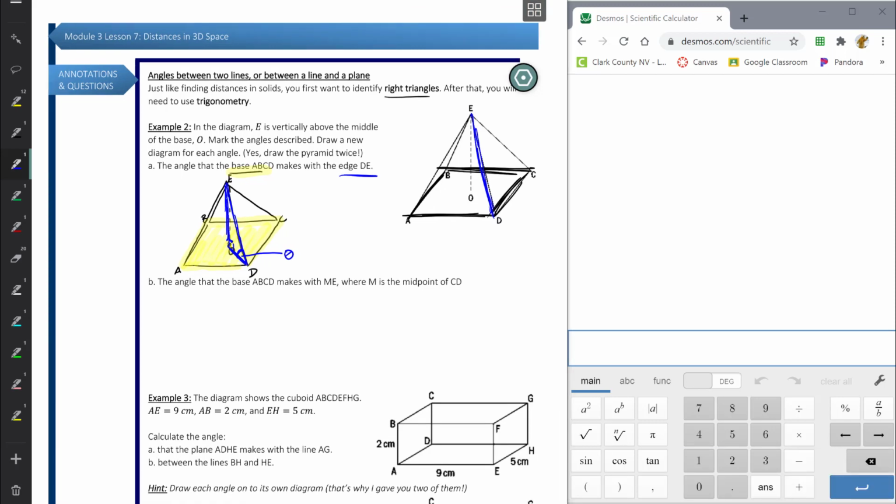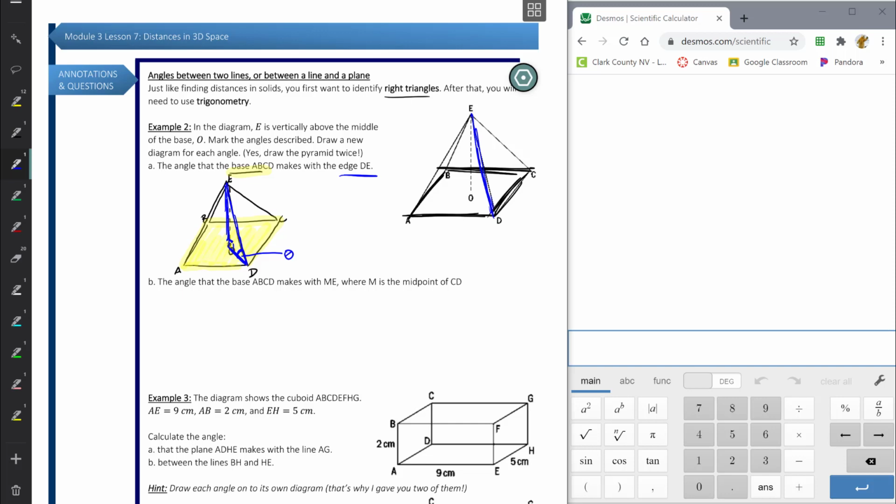Now that you've had some practice with that, let's actually put it into practice to find that missing angle, not just drawing it out, but finding it. So the diagram for number 3 shows another rectangular prism, a box. We've got a few different lengths here given to us, and we want to calculate the two different angles. So I'll do one, you do one. Let's take a look. Okay.